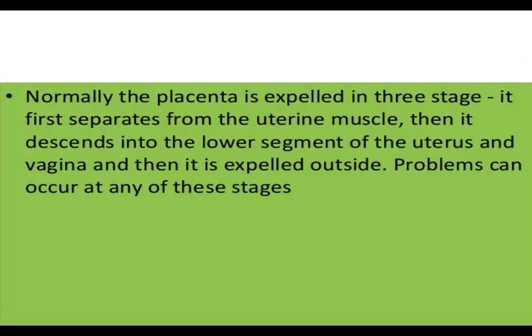It may be a problem at the first stage, that is, it does not separate from the uterine muscle. That is what we have seen in abnormalities of the placenta: accreta, increta, and percreta, where it is too much attached to the inner layer of the uterus. So that can also lead to this. Or if it does not descend to the lower uterine segment, or if it does not expel outside the uterus because the uterine contraction does not expel it, that can lead to these problems.